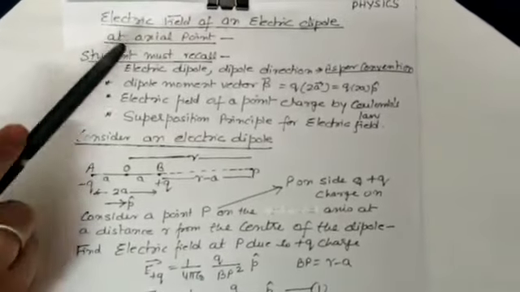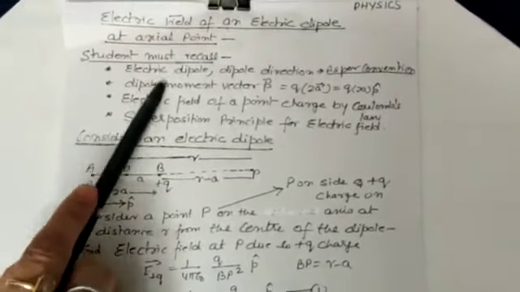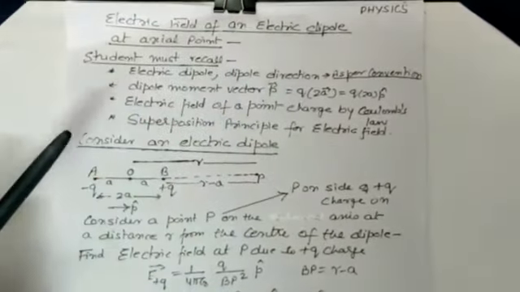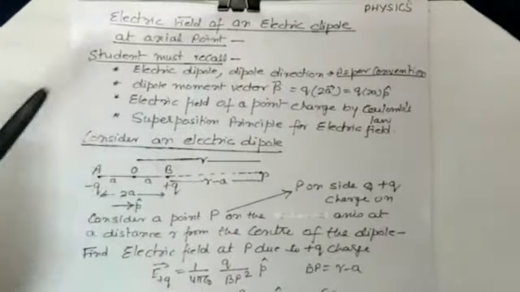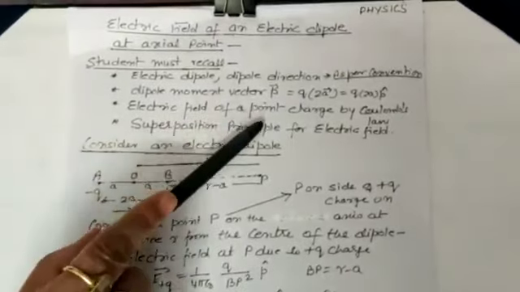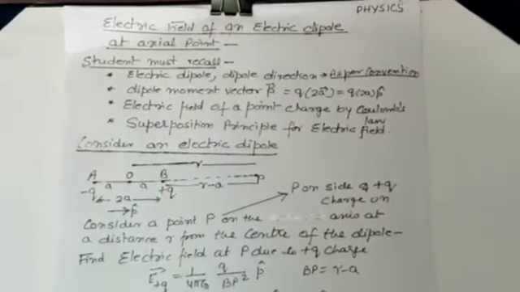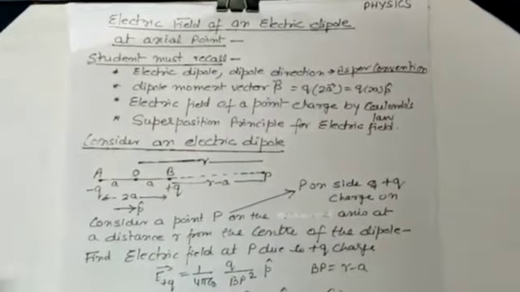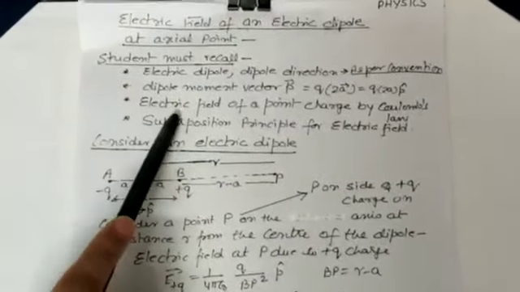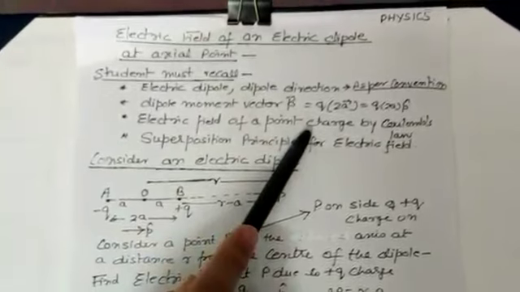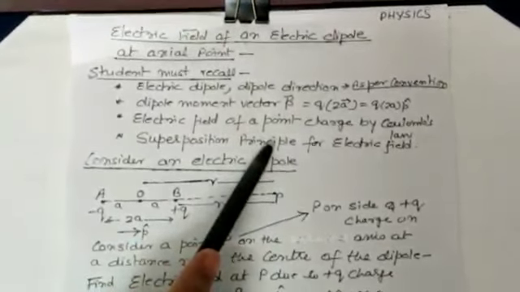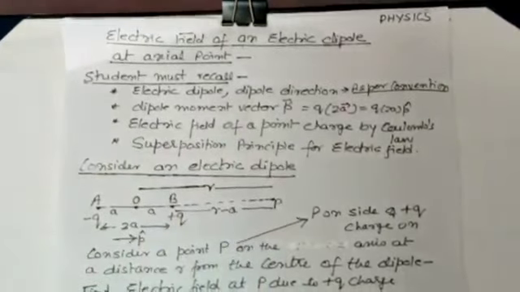For that, you must recall electric dipole, dipole direction as per convention, dipole moment vector, electric field of a point charge by Coulomb's law, and the superposition principle for electric field. We are going to use the electric field of a point charge and the principle of superposition to find out the electric field at the axial line.